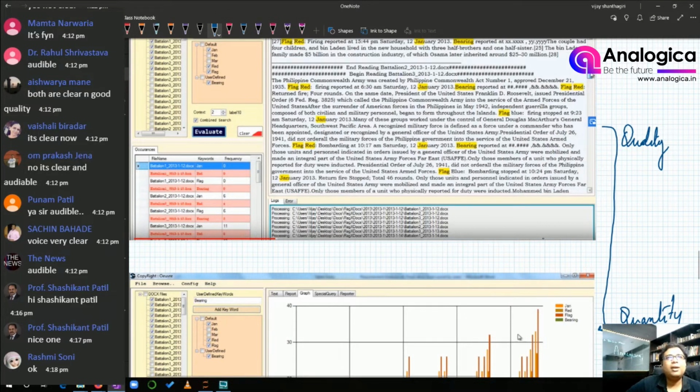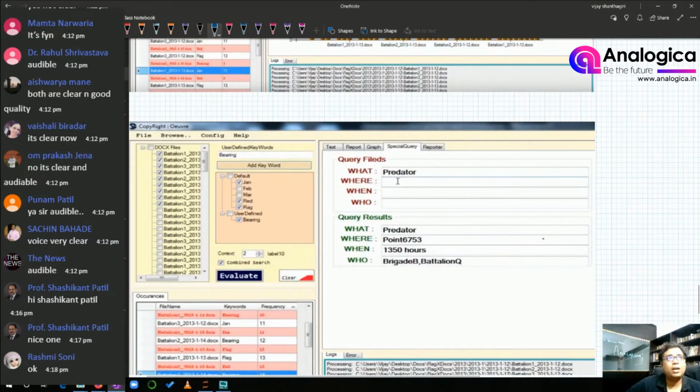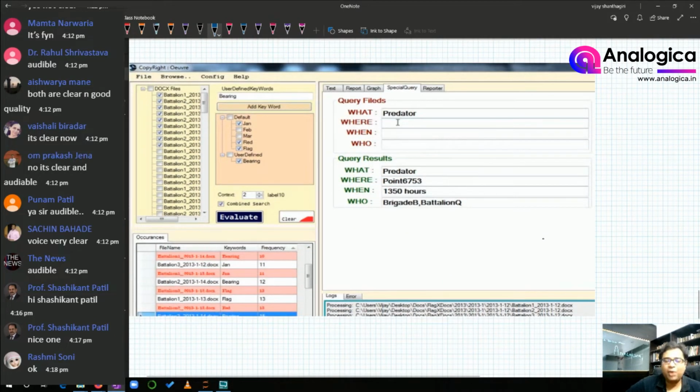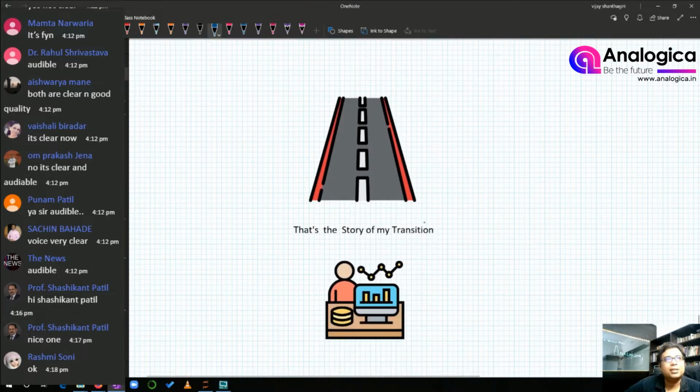So we wrote the software, and it also had a beautiful feature. It's called Whiskey 5 Hotel 2 Analysis, where you could just write in a certain name here, like a predator, and it would mine the data and bring out where the point is, at what time, and who detected it. This is a simple example, of course, I cannot give you the detailed examples. This was just a demo example. So that's how we ended up writing this, and that's my journey. That's the story, a small story of my transformation.